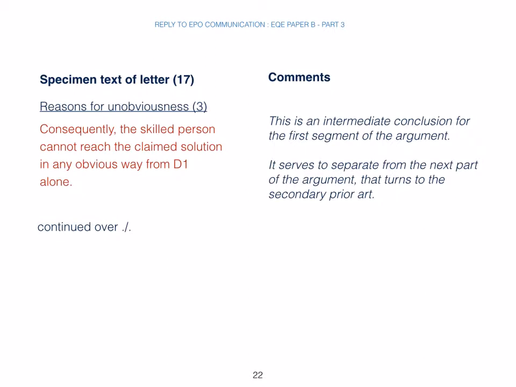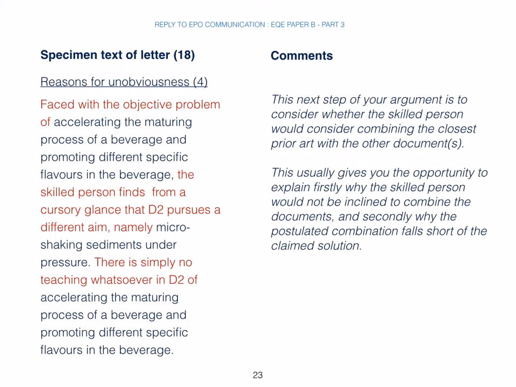As I mentioned, the conclusion is, consequently, the skilled person cannot reach the claimed solution in any obvious way from D1 alone. This is an intermediate conclusion for the first segment of the argument. The virtue of having an intermediate conclusion is to separate the arguments one from the other. So it helps to separate from the next part of the argument that turns to the secondary prior art. So we now turn over the page and note that the next step of the argument is to consider whether the skilled person would consider combining the closest prior art with the other documents.